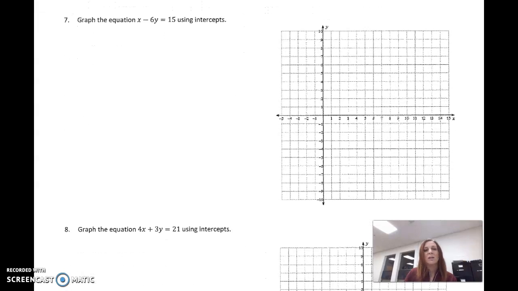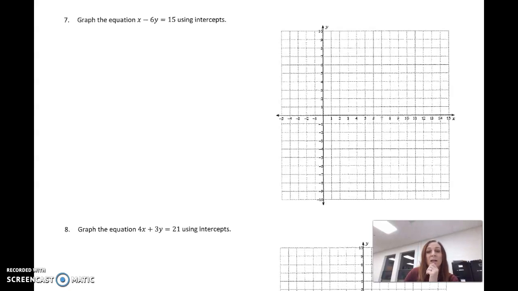They're nice to use when it's written in standard form, and you can get an idea of whether you're going to be dealing with decimals. Now, we are going to be dealing with decimals in this one, but I want to show you that we can still do it. Normally, if we do deal with decimals or fractions, I would just put it in slope-intercept form, but that's okay.